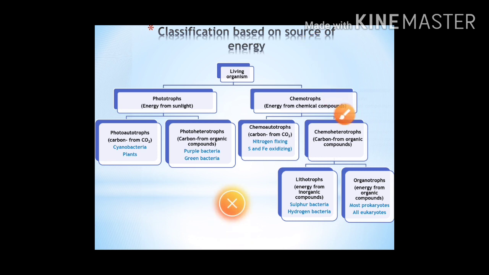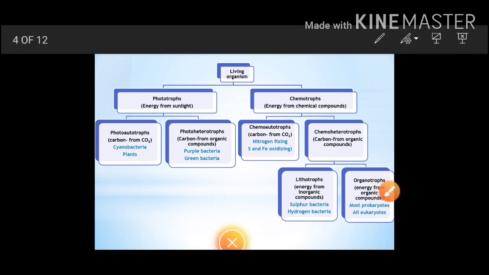Then chemoheteroorganotroph, so carbon from organic compound like here and energy from organic compounds. Chemoheterolithotrophs examples are sulfur bacteria and hydrogen bacteria, and examples of chemoheteroorganotrophs are most prokaryotes and all eukaryotes.